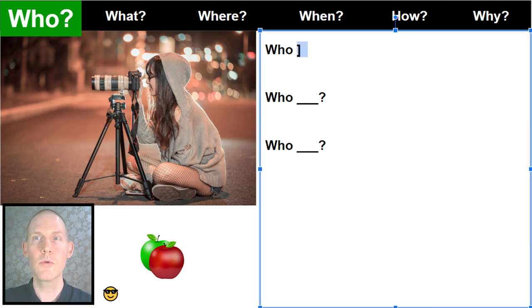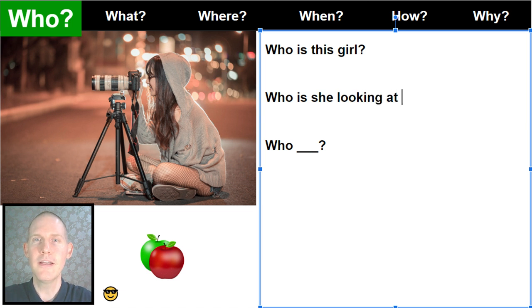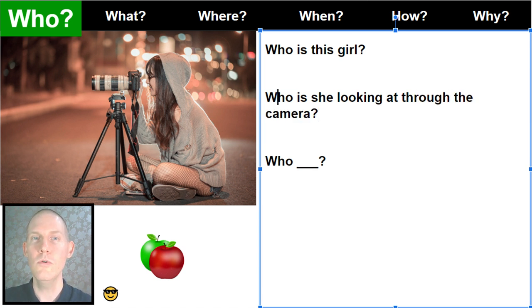Okay, here we go. So we're making questions about this picture. I get to do the first question. Then I want to see questions in the comments. So we're only doing who. Who is this girl? That is a question that starts with who. Who is she looking at in the camera? Or maybe through the camera? So that's another who question. We're only doing who right now because it's green over here and white letters, who.